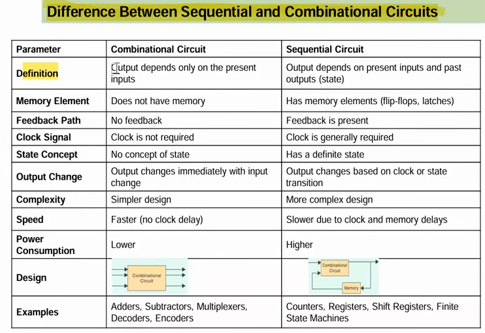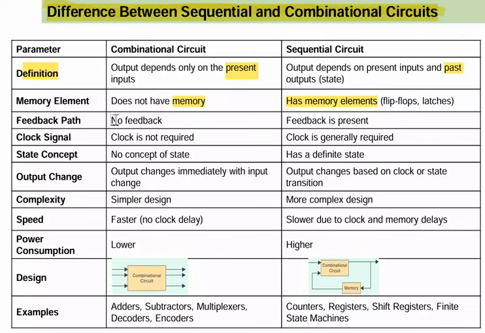What is the definition of combinational logic circuit? Its output depends on only the present input, right? And in case of a sequential logic circuit, the output depends on the present input and the past output, that is, the state, right? Second point, the memory element. As the combinational logic circuit depends on only the present input, there is no requirement of memory. The sequential circuit depends on past information, so it has a memory element, which is a flip-flop or latch.